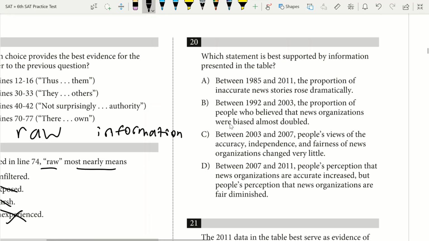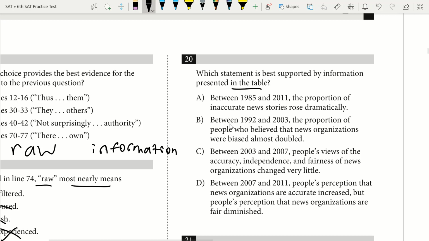Question 20. Which statement is best supported by information presented in the table? Okay, in this case, we kind of got to just go A through D because there's so much information in the table, we're not going to be able to find a trend without direction. So option A says between 1985 and 2011, the proportion of inaccurate news stories rose dramatically. This one we can actually get rid of right away because our table was talking about the perception of the audience, right? So it's really the audience opinions.